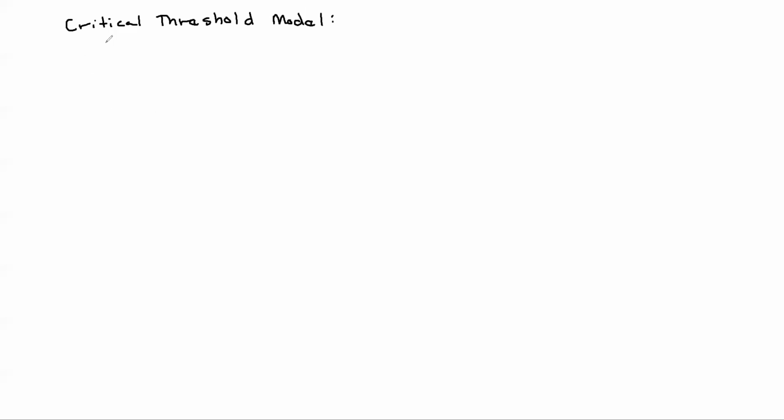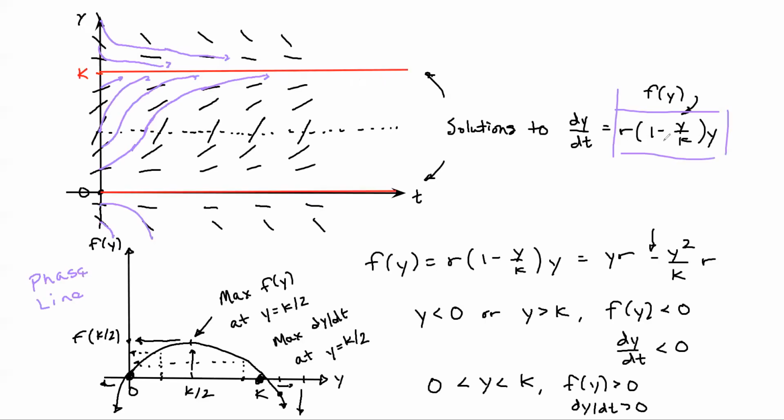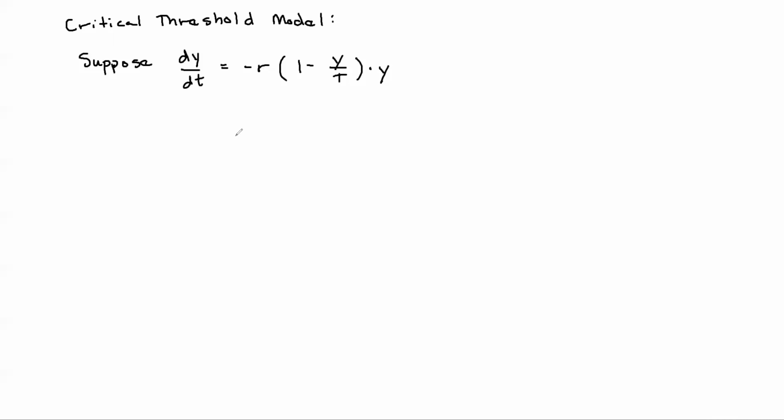And so we start off. Suppose we took our last model and just put a negative in front of it. Right? If we go back and look, this has no negative, it just has this, that's our model, r times 1 minus y over k times y. We're just throwing in a negative in front. What does that do? How does this change things?